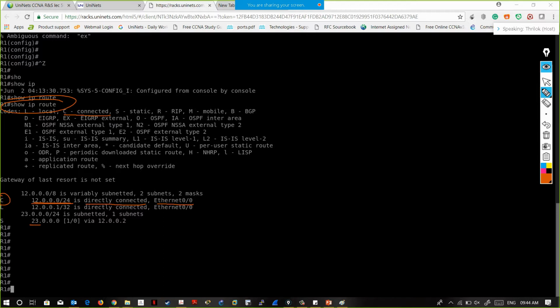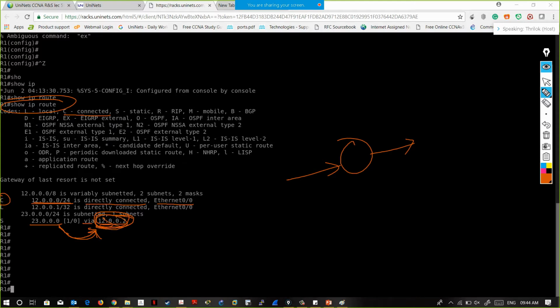Now we have another network that is 23.0.0.0 via 12.0.0.2. Now this is my next hop, right? By seeing this, my router will understand that if I want to go to 23 network, first I should reach 12.2. If I hand over these packets to 12.2, I'm done with my responsibility. So it will give whatever packets it got for this network 23.0.0.0, whatever the packets with this network ID, it will give all those packets to 12.2. This will be the next hop.